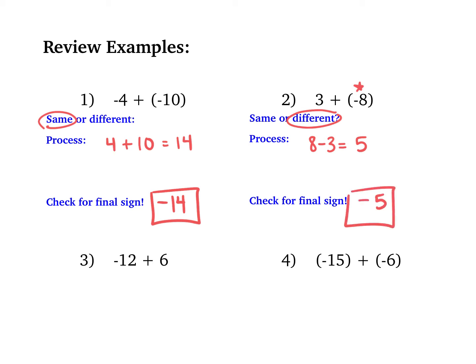If you're following along, number 3, -12 plus 6, I would expect that answer to be a -6, subtracting them since they're different, negative since that's what I have more of. For number 4, -15 plus -6, that would give me an answer of -21. Those are the same signs, so they're combining to get more negative from there.